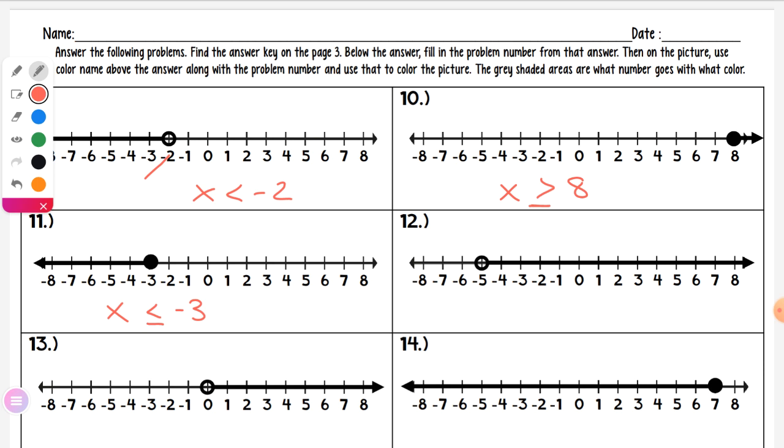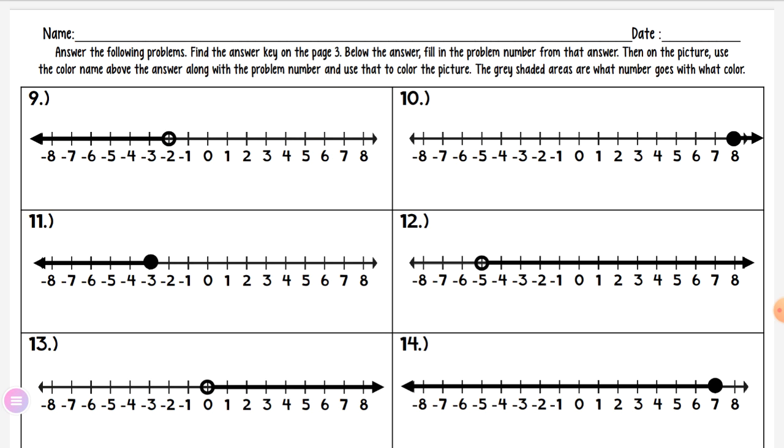Dane, number 12. X is greater than -5. Okay, X is greater than -5. Why is that our answer, Dane? Because the possible solutions are above -5. Yeah, because all of the shaded solutions, the possible solutions, are above -5.